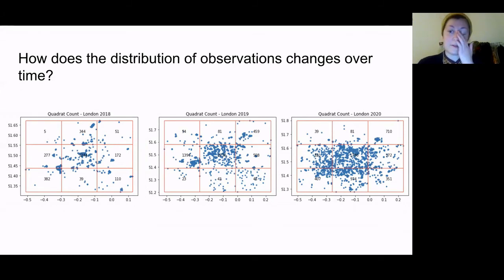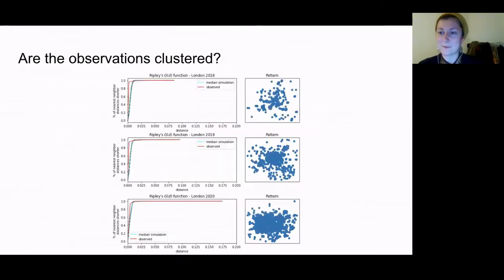Another point I looked at was the clustering of observations. Frank, could you switch to the next slide? Thank you. So for this I calculated Ripley's G function, which basically calculates the distance between a point and its nearest neighbors, looks at the proportion of points within a certain distance, and then compares it to a random spatial distribution.